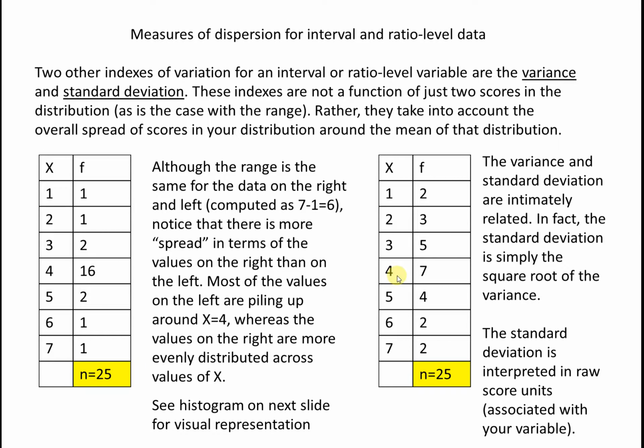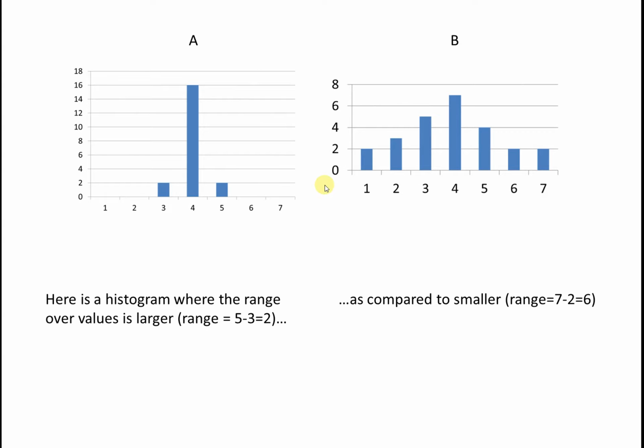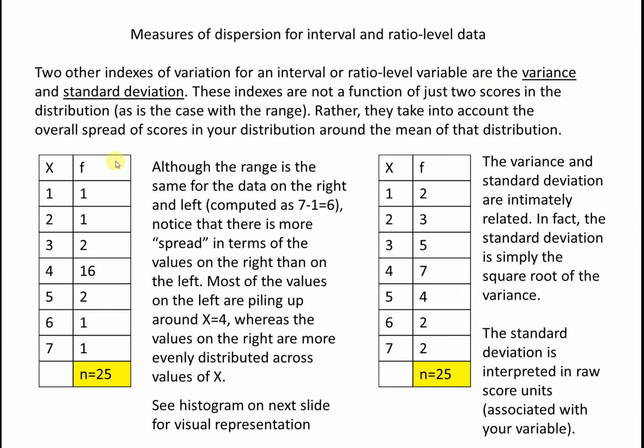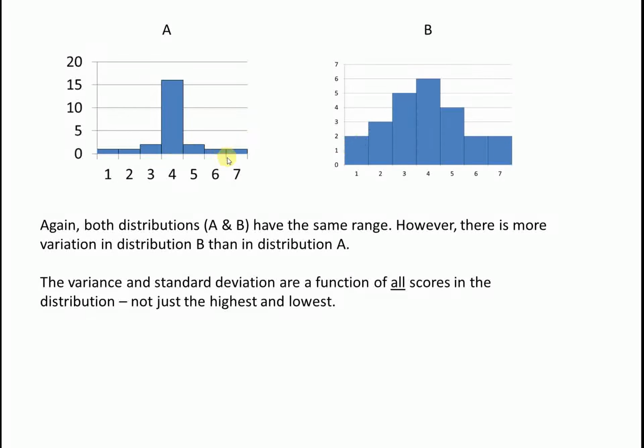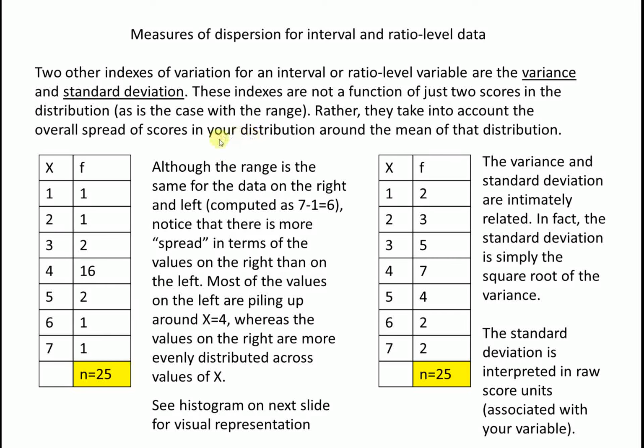Now, there are two other indices of variation that are commonly referred to when we're talking about interval and ratio level data, and that is the variance and standard deviation. Now, the problem with the range is that it is a function of only two scores in a distribution, that being the high score and the low score. The variance and standard deviation are a function of all the scores in the distribution. So not just two, not just the extremes, but rather all of them. And so they capture how much variation there is in the scores around the mean of your distribution.